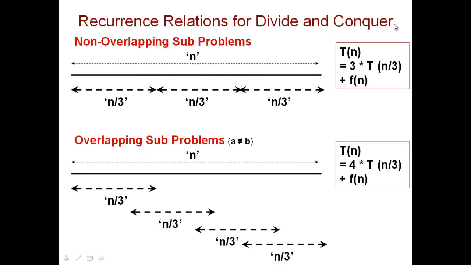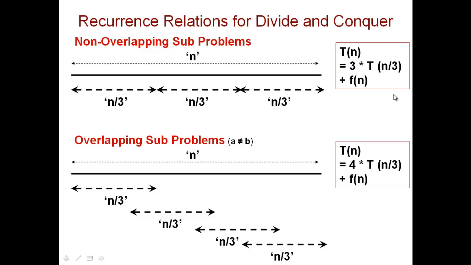So here I have shown the time complexity expression. This is a recurrence relation for these two cases. Here we are dividing into three sub-problems, each of size n over 3. So I can say it is 3 times t of n over 3, the time to solve each sub-problem times the number of such sub-problems that we have to solve, plus the time to merge the solutions of the sub-problems, which is f of n. So t of n, the overall time complexity to solve a problem of size n, is 3 times t of n over 3 plus f of n.